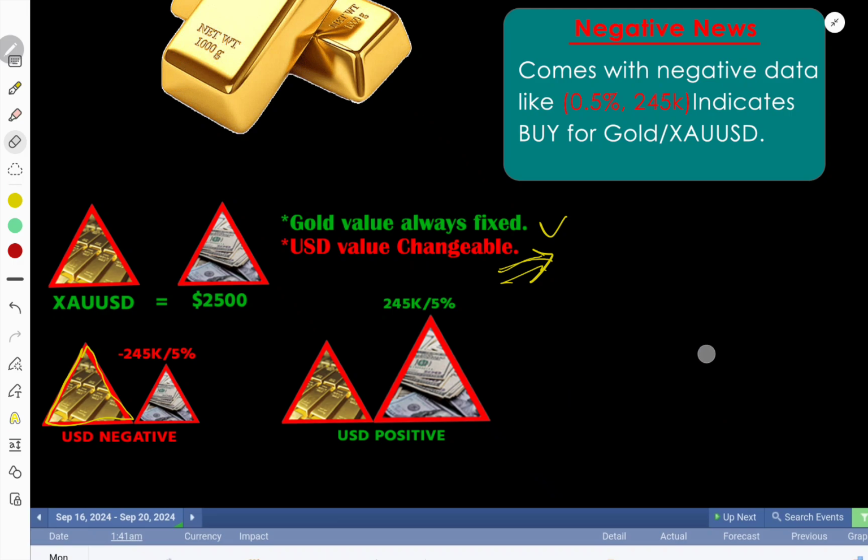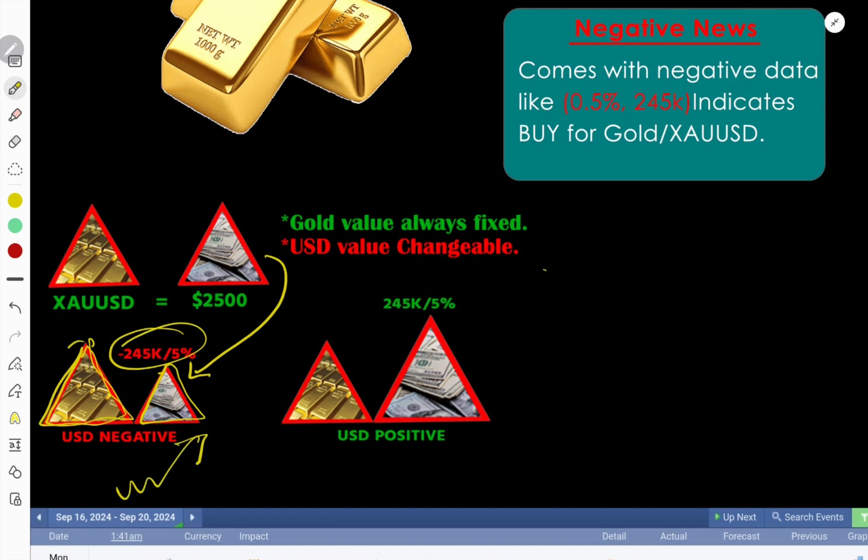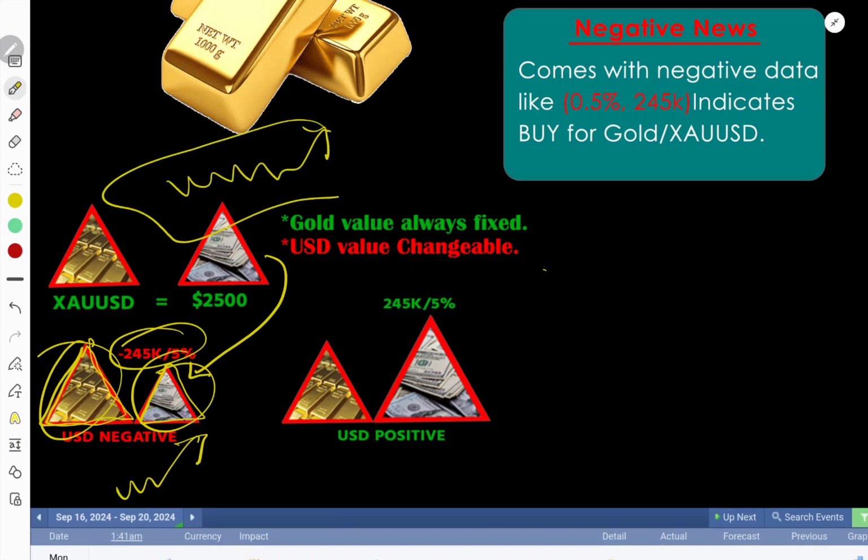So let me remove all of these things, and if USD loses 5% value, as you can see there, it got smaller. That means gold is bigger right now. So if news data comes with a negative value, we have to buy gold because gold is bigger than USD. If gold is bigger than USD, the chart will go up. This is the simple concern.